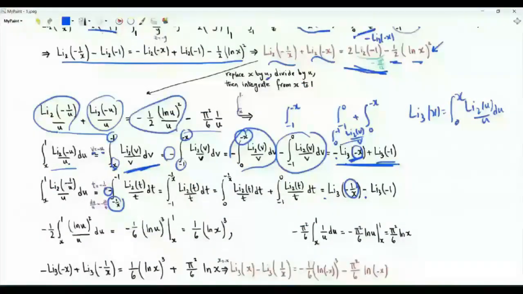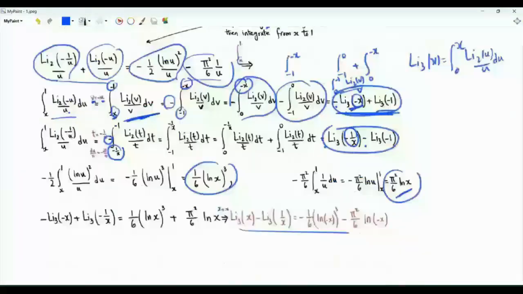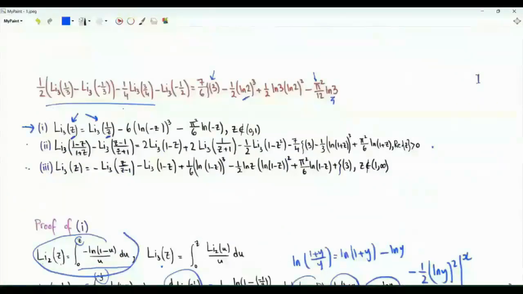The antiderivative of this part is -1/6 (ln u) cubed. When we use the limits of integration, we get 1/6 (ln x) cubed. Finally, the integral of this part, u from x to 1, is pi squared over 6 ln x. The sum of these two sides is equal to the sum of these two terms. If we replace x by -x, we get this identity here, which is the first identity we need to evaluate this left-hand side. Now to the proof of the third identity.